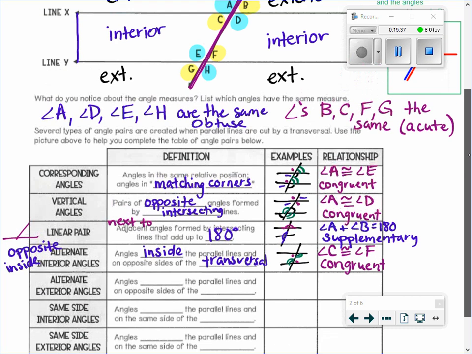So C and F are alternate interior. The lines on the inside. What's the other pair of alternate interior here? There's one other pair. What is it? D and E.